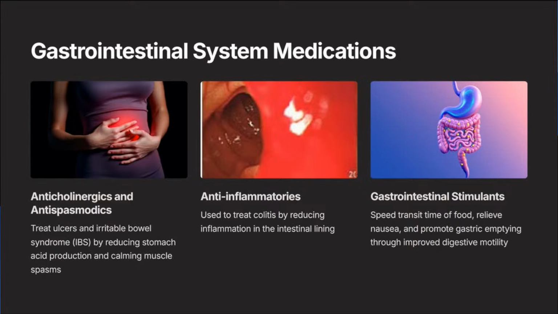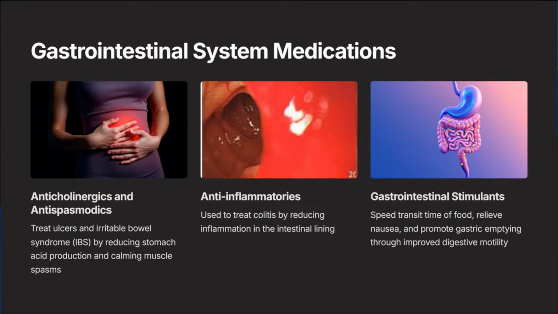Our gastrointestinal system medications, or GI system for short, those can be anticholinergics and antispasmodics. So when you think of an anticholinergic, think of something that dries things up. And an antispasmodic, that means the person's having spasms and we need to give them something to counter those spasms. So those medications treat ulcers and irritable bowel syndrome by reducing stomach acid production and calming the muscle spasms.